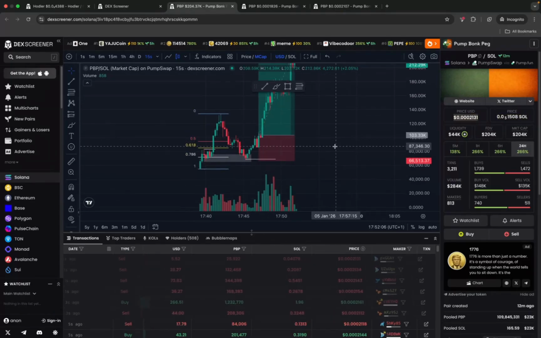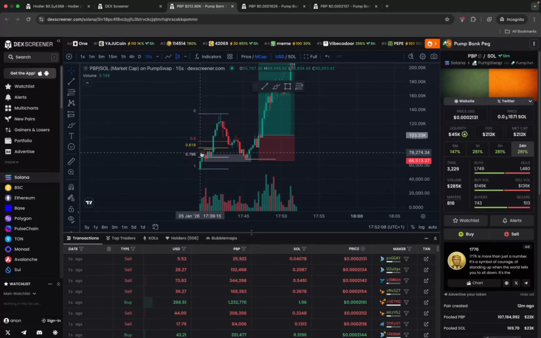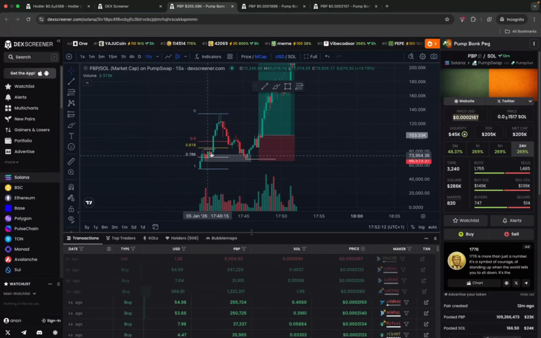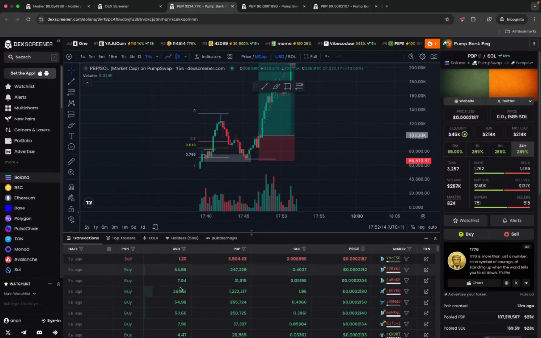What you are looking for is a good structure: a higher high, higher low, momentum break or market structure break. Make sure the trend is clean. Look for the last down candle. Look at the buys. Look at volume.